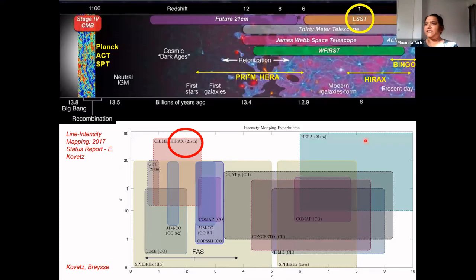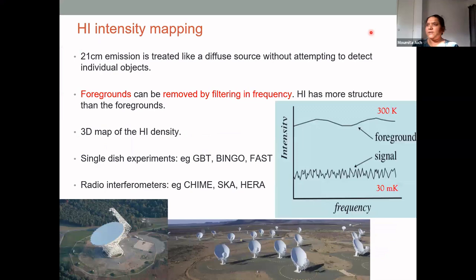Right, okay, so again, these are the different 21 centimeter experiments. And again, this is a timeline of the universe. I've marked LSST again because that's what we are trying to correlate with. Yeah, so I think I'm going to quickly move over to the slides on HIRAX.